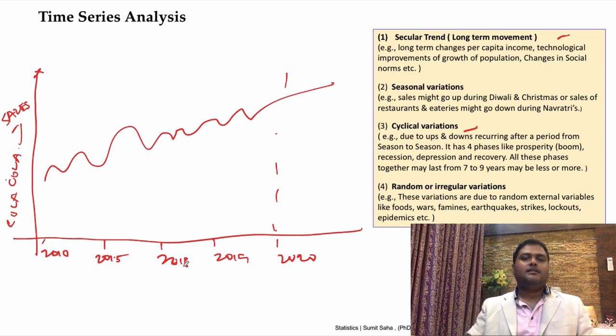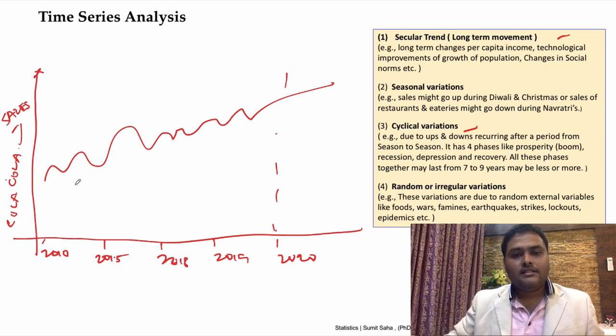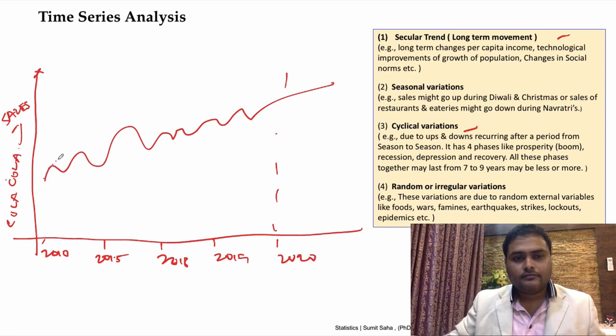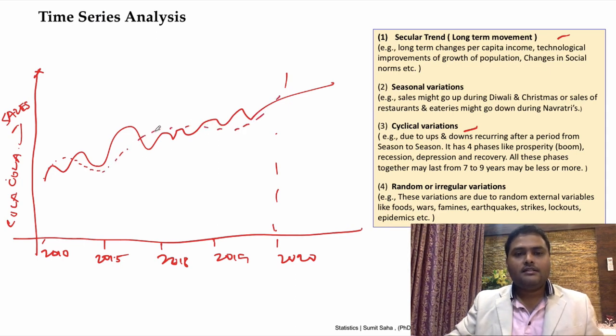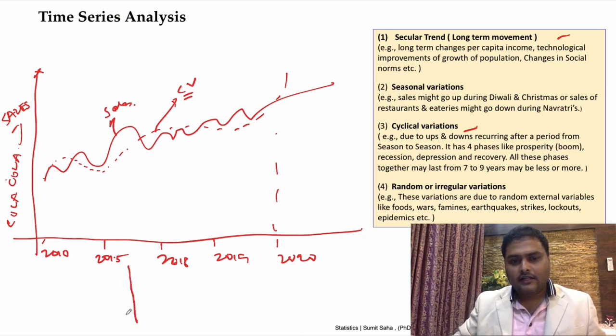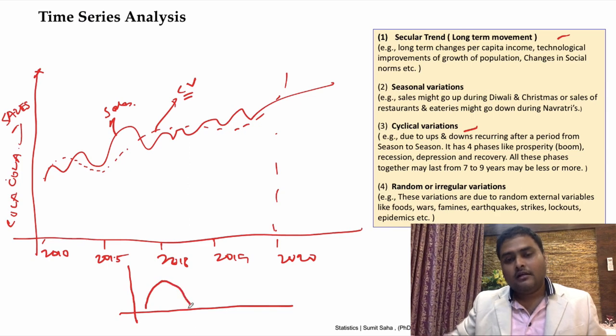So this is, let's say, the sales data. Now what is the cyclical variance? Cyclical variance is like this. This is the sales data. Think that this is your prosperity, your growth mode. Then you are going back into depression, recession. The recession is very deep, that is deep recession, and then you are recovering up.